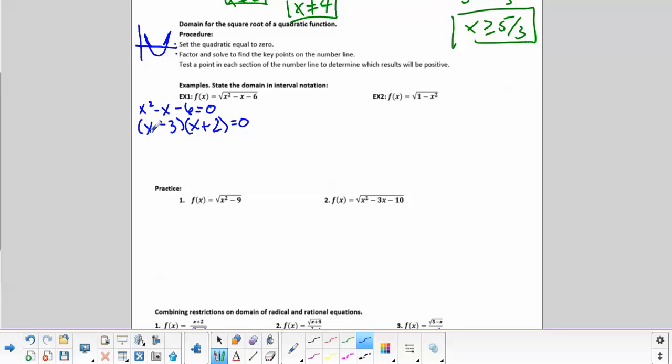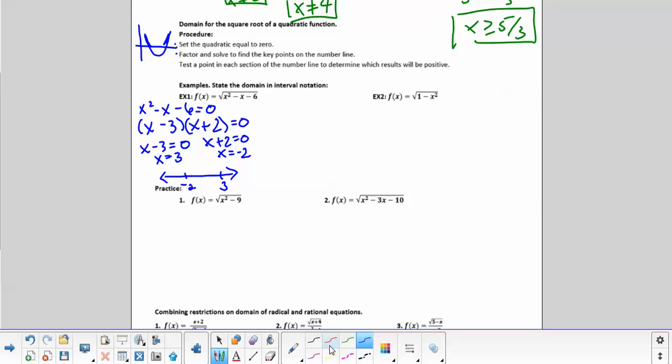If I have two factors that multiply to 0, one of those factors has to equal 0. So I set them equal to 0. I get x equals 3. And this one gives me x equals negative 2. So you set up a number line with those key points on it. Alright, so negative 2 will be on the left, and positive 3 will be on the right.